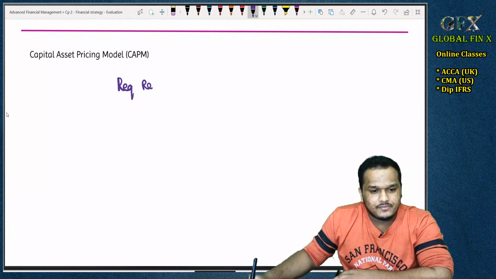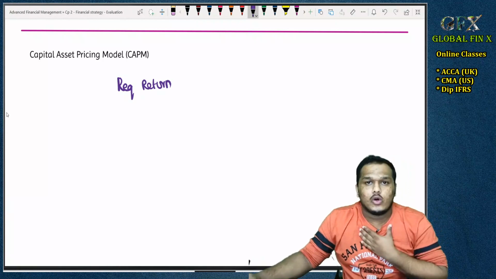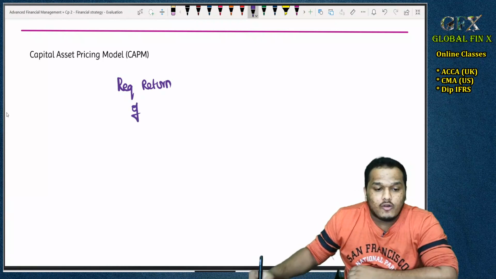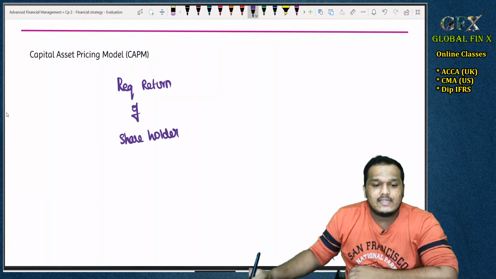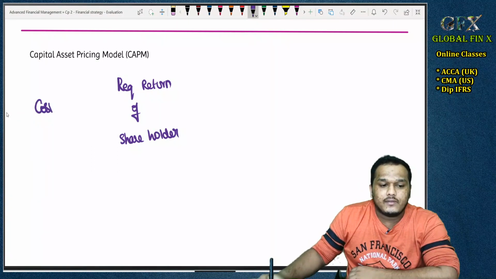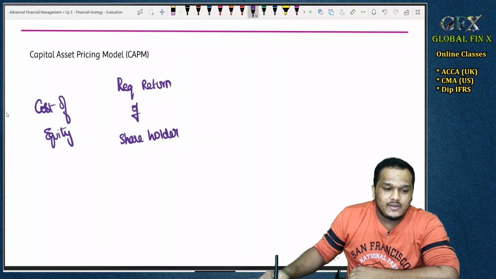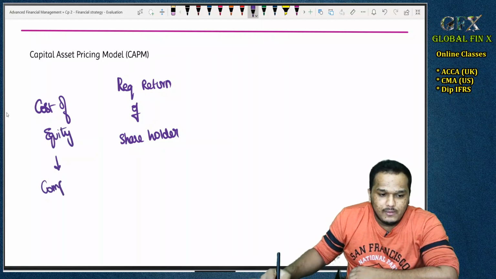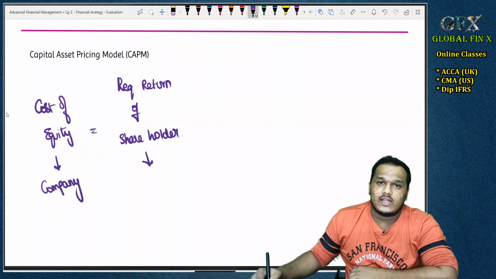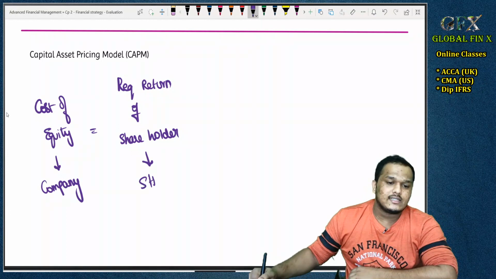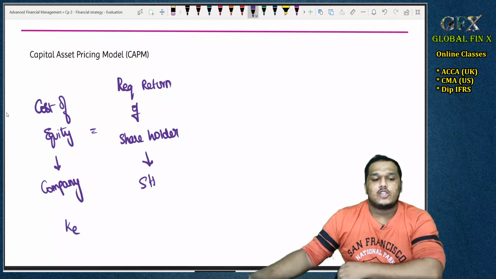Required return. Okay, required return for a stockholder, required return of a shareholder will become what now? We already discussed cost of equity. Cost of equity for a company will be equal to the return expected by the shareholder, correct? Yes, sir. We denote cost of equity as what? KE. Okay, chalo.